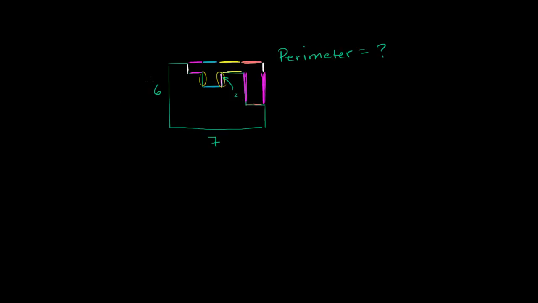At least just counting everything else, I have 7 plus 6. All of these combined are also going to be 7 plus 7. And then all of these combined are also going to be 6 plus 6. And then finally, I have this 2 right here that I haven't counted before. This 2 plus this 2 plus this 2. And then we have our perimeter. So what does this give us? 7 plus 6 is 13, plus 7 is 20, plus 6 is 26, plus 4 more is equal to 30. And we're done.